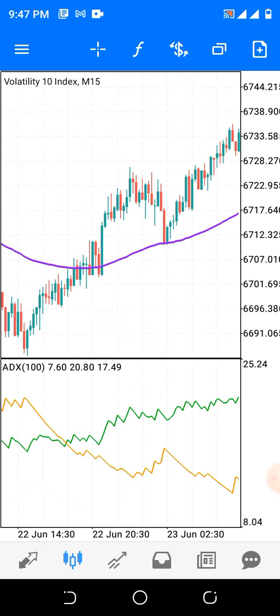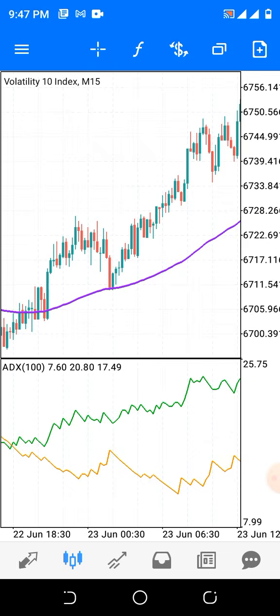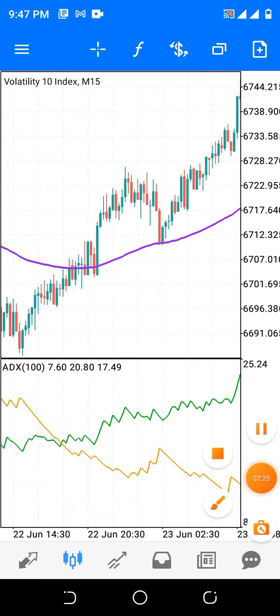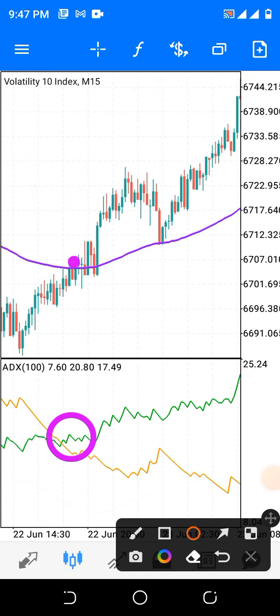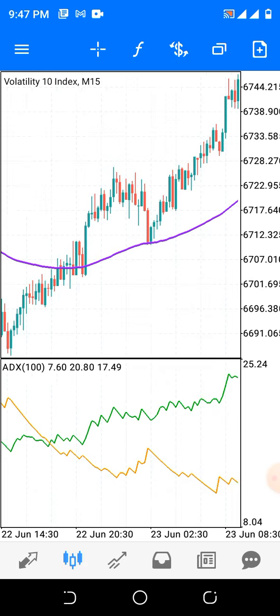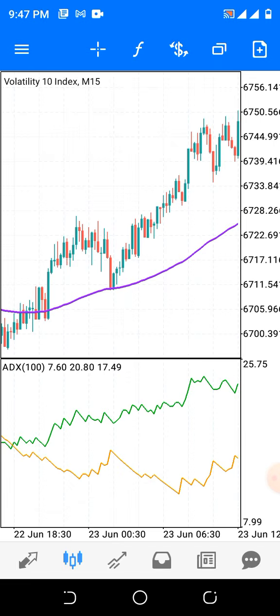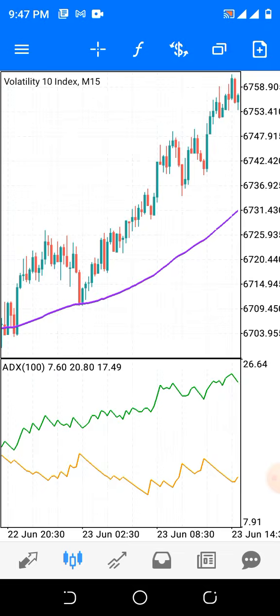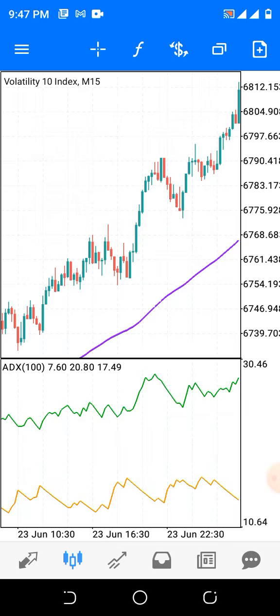Watch here. There is a simultaneous crossing here. Here is the crossing, and here is the crossing. Guys, you take your trade immediately. This is enough gain for you. This strategy pays very, very well.